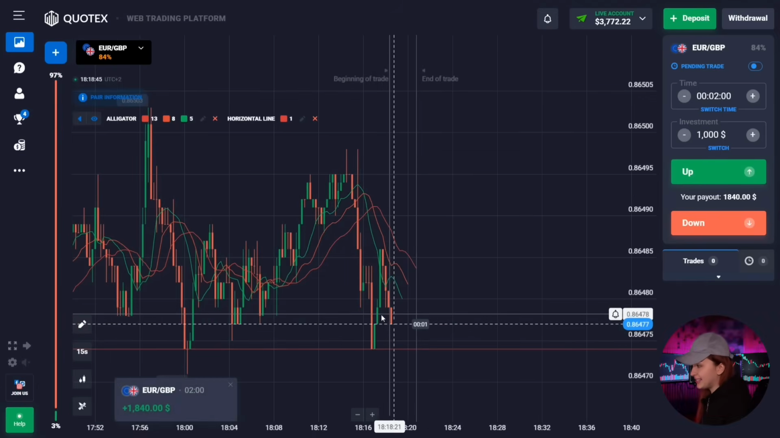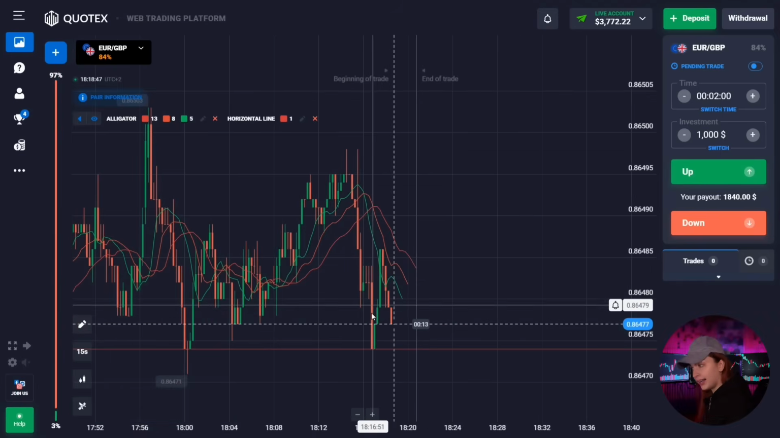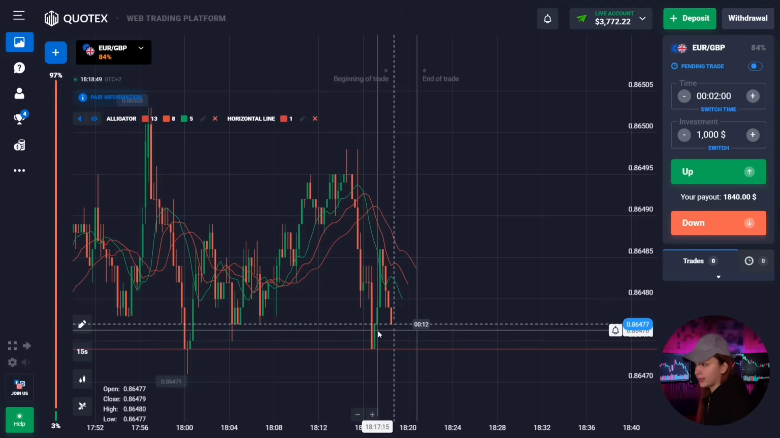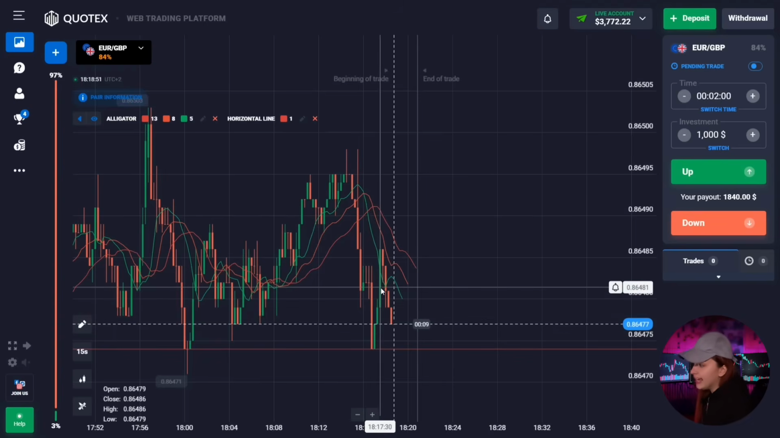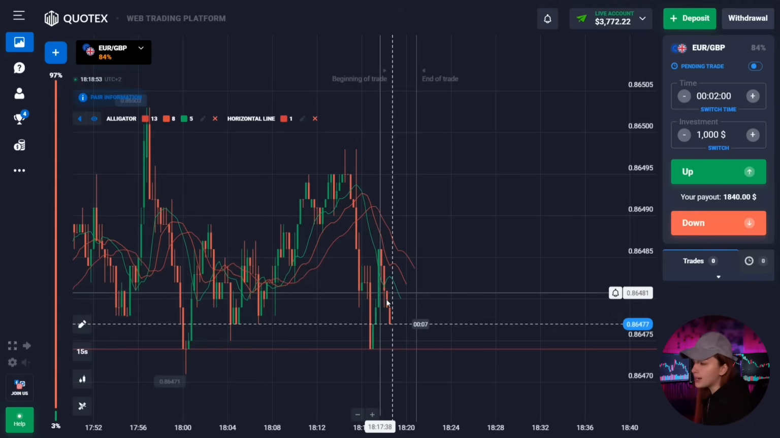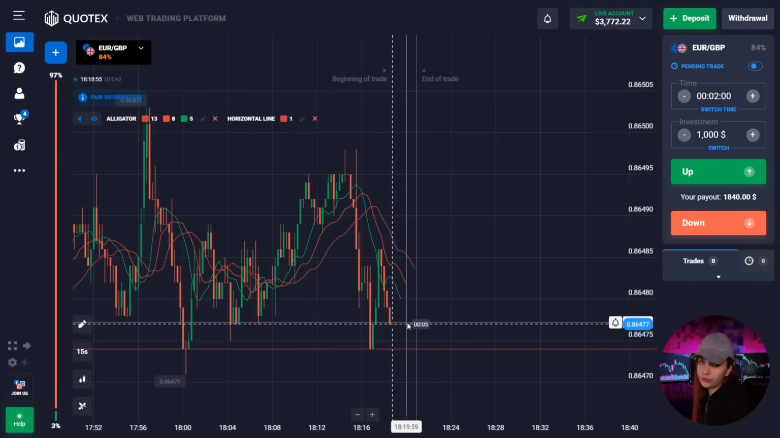Amazing. As you can see, the price is moving quite impulsively. After touching the support level, there was a rollback. Then after the rollback, the price turned around again and continued moving towards the level. And we were able to make money on this movement, guys. So the most important thing here is that we got the profit.